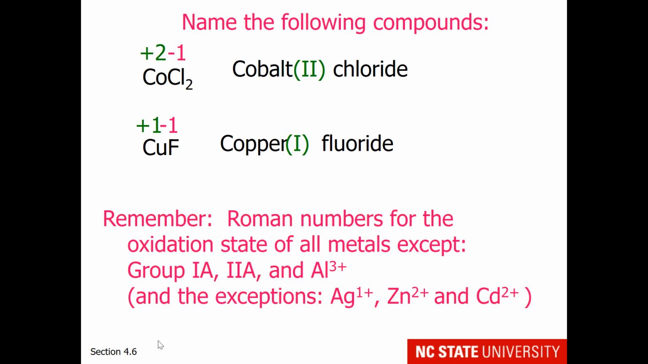So please remember, you need Roman numerals for the oxidation state of all metals except group 1A, group 2A, aluminium, silver, zinc, and cadmium ions.